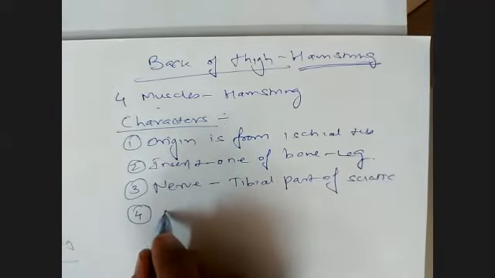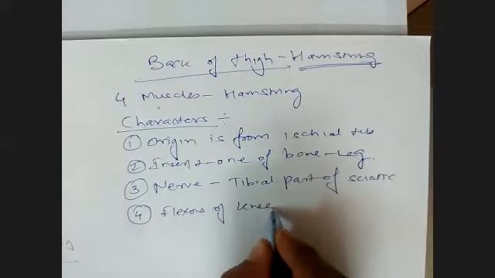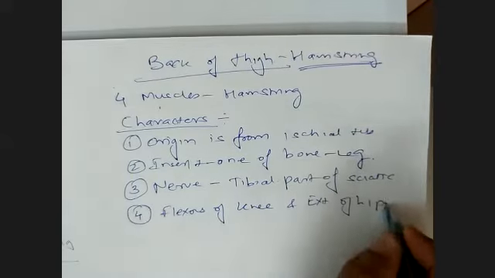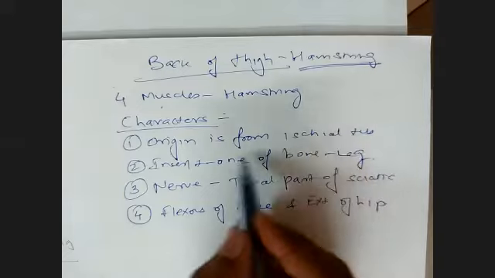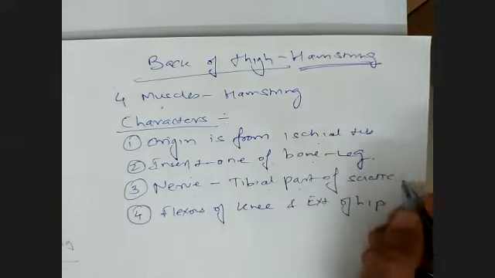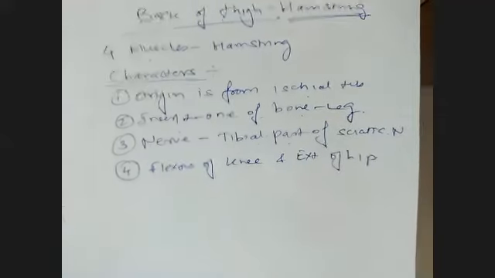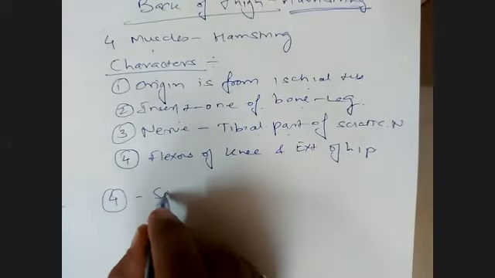And these muscles are flexors of the knee and extensors of the hip. So these are the four common characteristics: origin from the ischial tuberosity, insertion on one of the bones of the leg, nerve supply by the tibial part of the sciatic nerve, and they are flexors of the knee and extensors of the hip. And the muscles are also four.